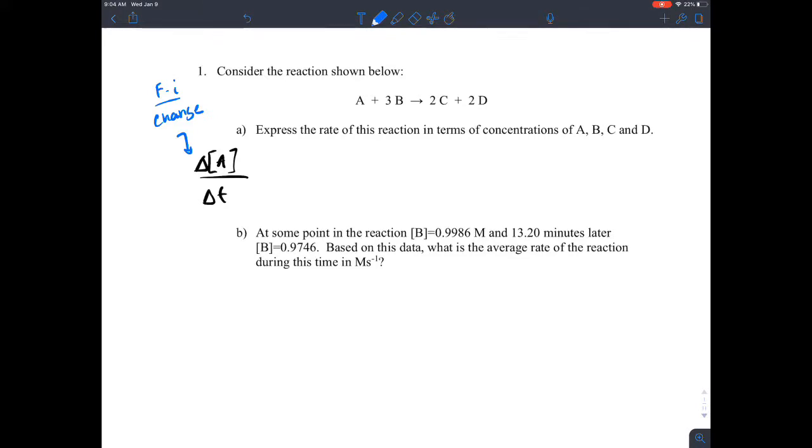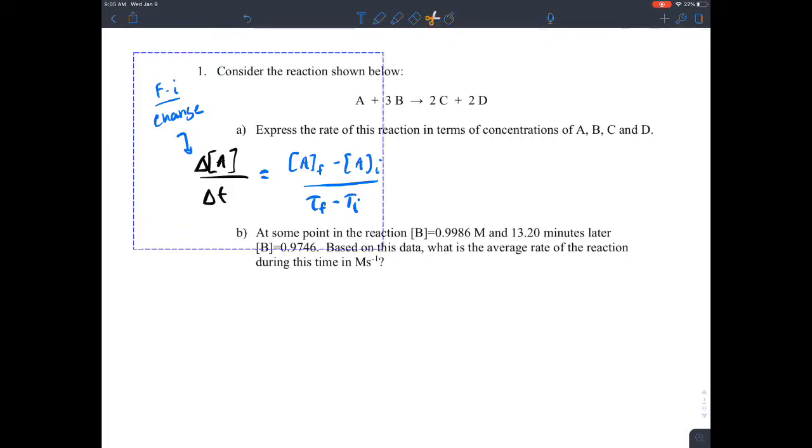change in time. So if we were to write it out in full, it would be the final concentration of A minus the initial concentration of A, over the time when we reach the final time minus my initial time. That would be the change in concentration of A over the change in time.